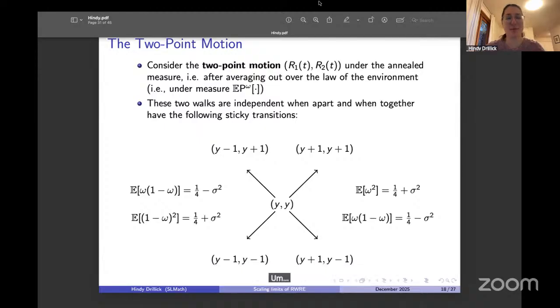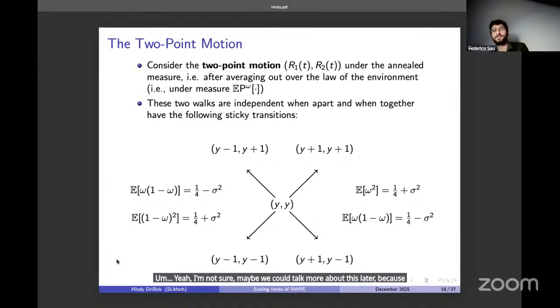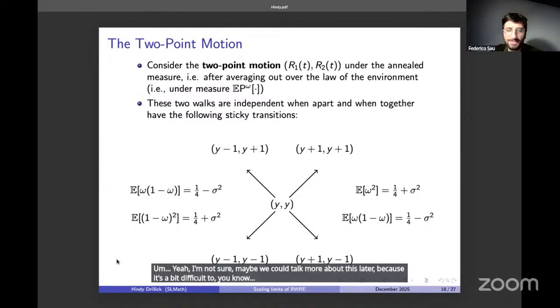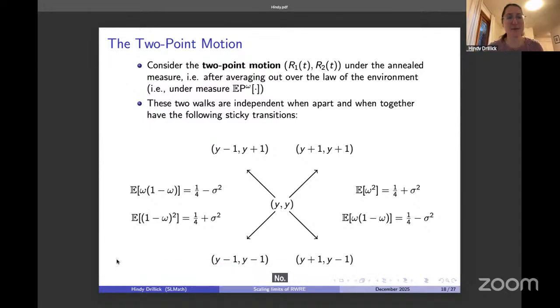Yeah, I'm not sure. Maybe we could talk more about this later, because it's a bit difficult to start introducing the directed polymer. Okay, I'd be happy to discuss that after.